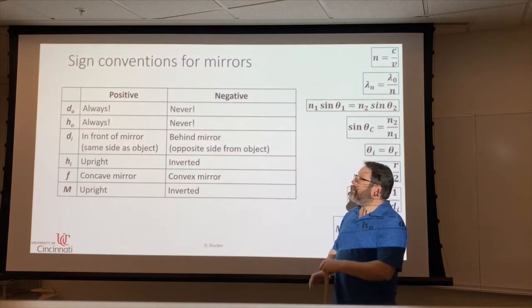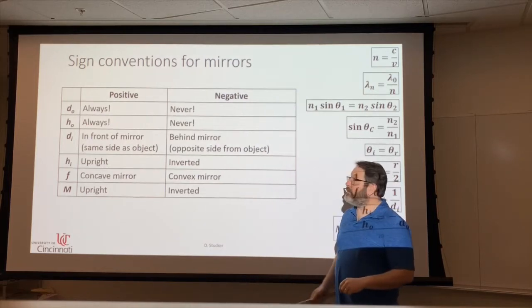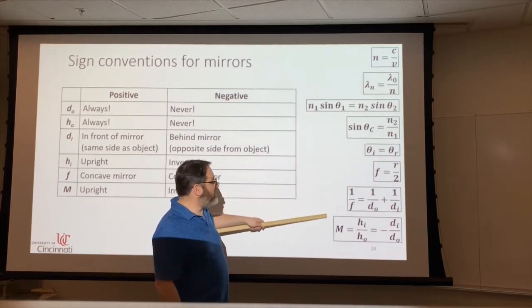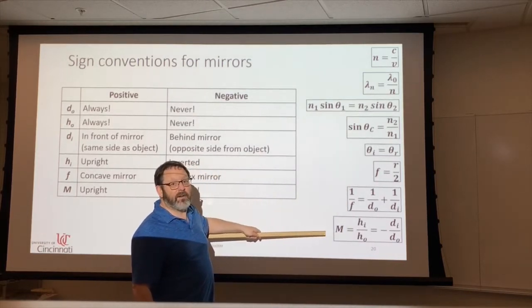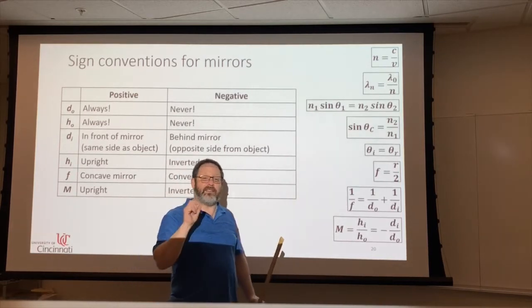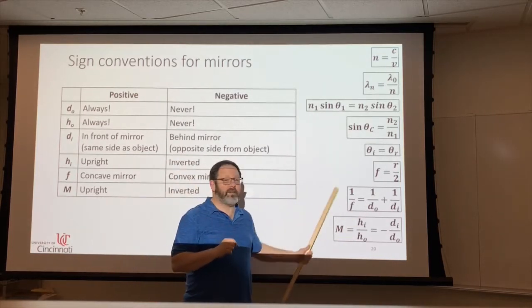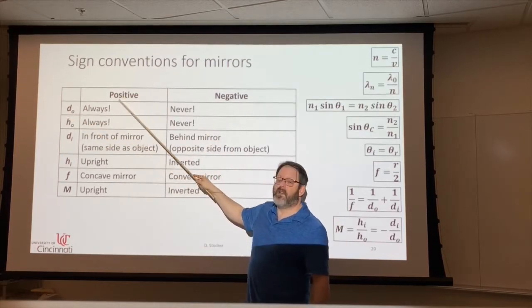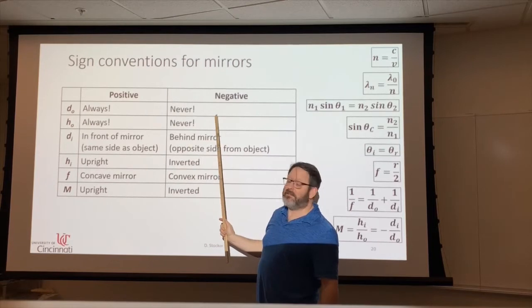So now we need to talk about the sign conventions that are used for mirrors. We have these equations, and these equations work for any mirror and any lens, but they only will work if you get the signs of these numbers worked out correctly. For a mirror, distance to the object, always positive, it's never negative, okay?